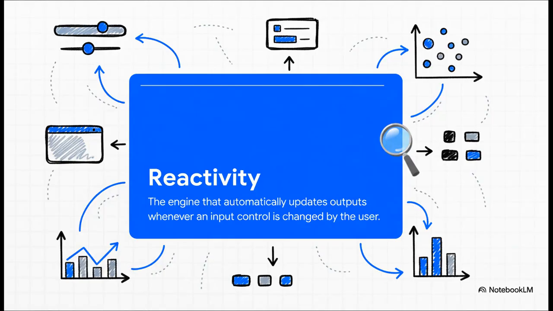So what connects those two sides? That's reactivity. Think of it like an invisible engine that's always waiting. The moment you move a slider, that reactive engine detects the change, it instantly reruns whatever calculations are needed, and then it pushes the new results to the output. It's the automatic link between cause and effect.